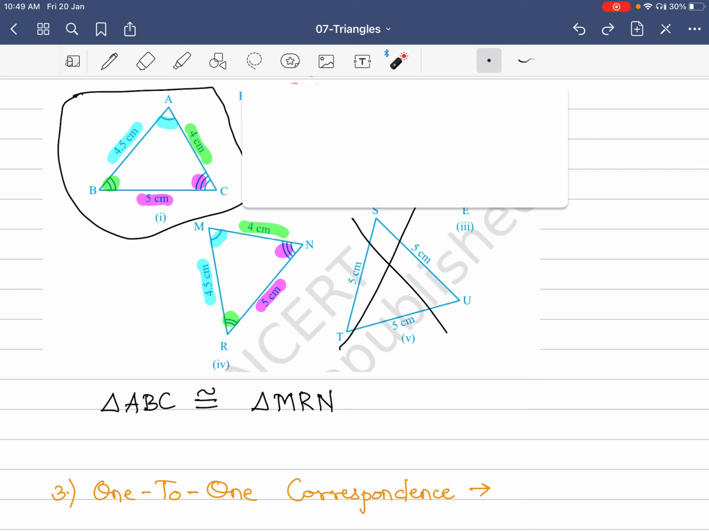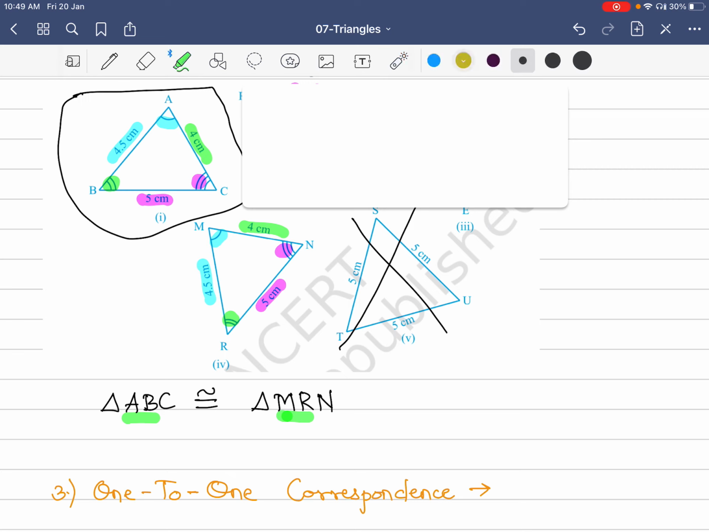We just saw them noted in terms of angles. You should also test them in terms of sides. So for example, now I'm going to use a highlighter. AB is congruent to MR. Let's verify this. AB is congruent to MR.